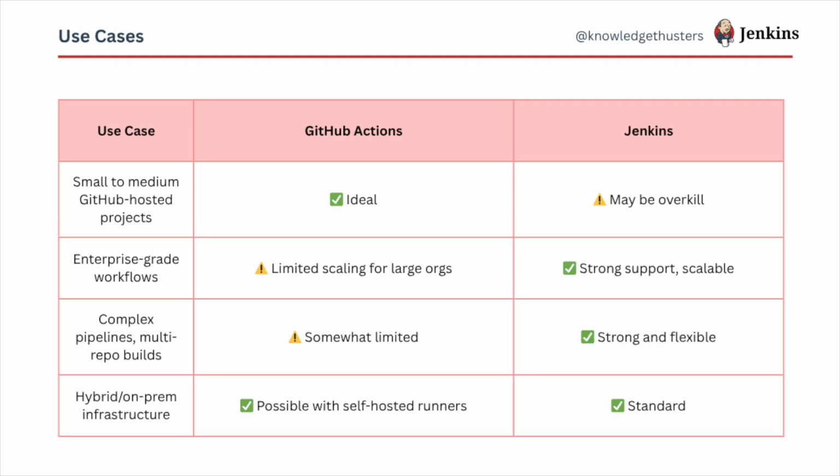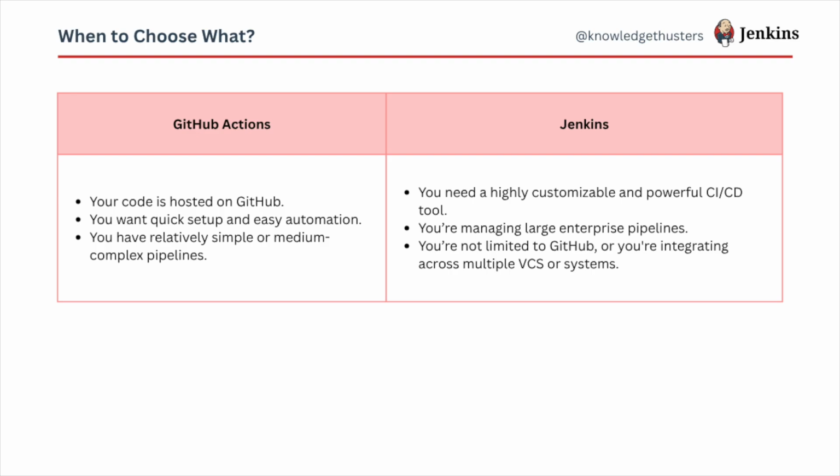Now let's talk about use cases. If you have any small or medium level project, then you can use GitHub Actions. But if it's an enterprise one, then you can use Jenkins, because it gives strong support and it is easy to scale. If you have complex pipelines and multi-repo builds, then Jenkins is a better option. And last, for hybrid or more infrastructure-level needs, you can use both. So when to use what is mostly similar.